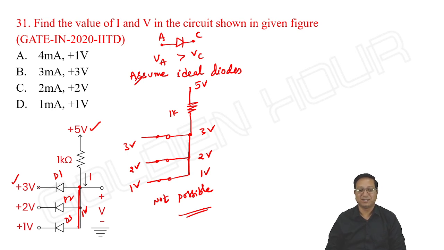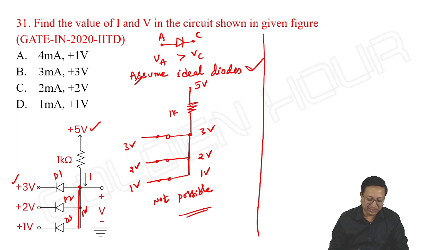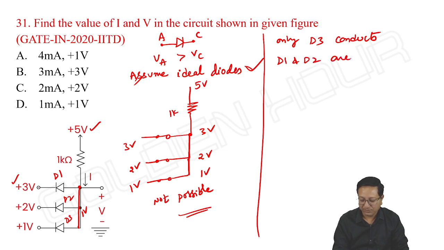This is the absolute answer. So my earlier assumption itself is wrong. I assumed ideal diodes, this is fine, but if I assume all the diodes are in conduction, this is what we can see. Then what can we do? Only D3 is on, D1 and D2 will be off. Only D3 conducts and D1 and D2 do not conduct.